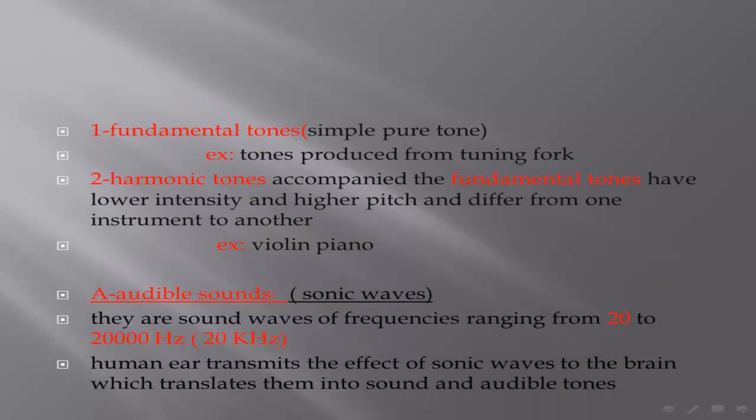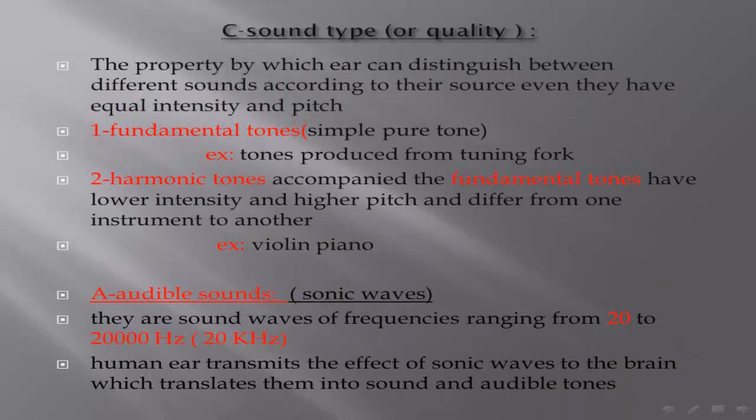Now we will study sound type or sound quality. What is meant by sound type? It is the property by which the ear can distinguish between different sounds according to their source, even if they have equal intensity and pitch. What is meant by sound intensity? The property by which the ear can distinguish between strong and weak. What is meant by sound pitch? The property by which the ear can distinguish between harsh and sharp.